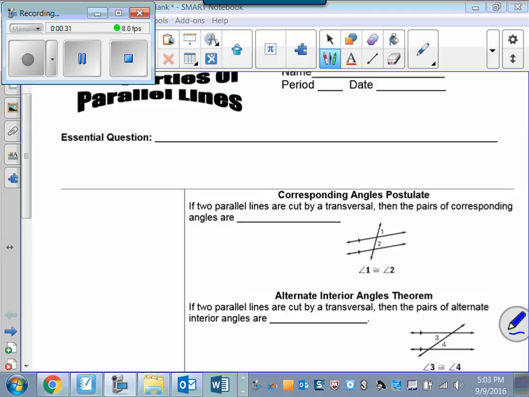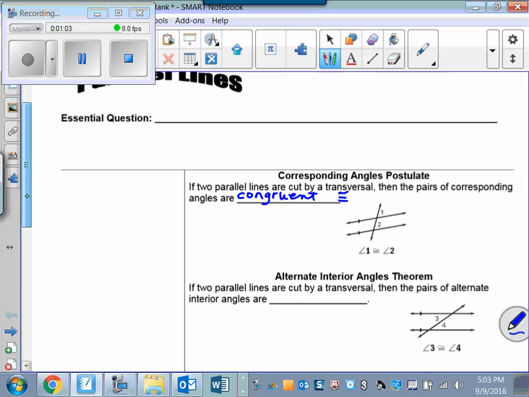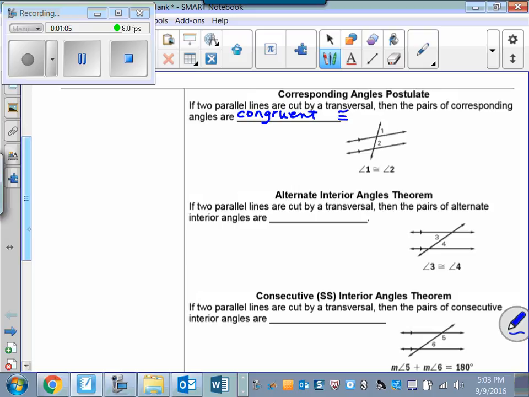All right, so let's look at the corresponding angles postulate. We learned what corresponding angles are. Now what we are going to learn is that if I have parallel lines cut by a transversal, then the pairs of corresponding angles will always be congruent. So angles 1 and 2 there in the picture are congruent, and I will probably start using the congruent symbol in the interest of time in these notes. All sets of corresponding angles, if the lines are parallel cut by a transversal, are congruent.